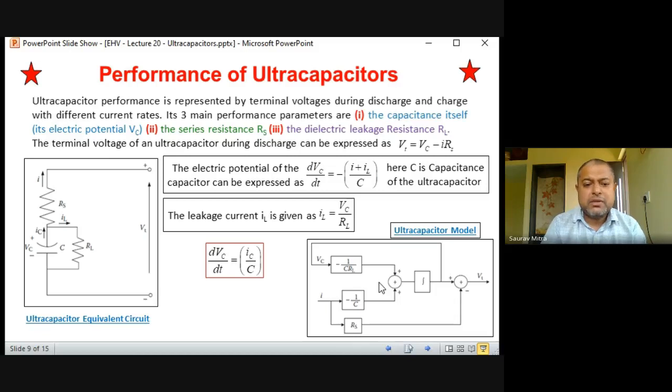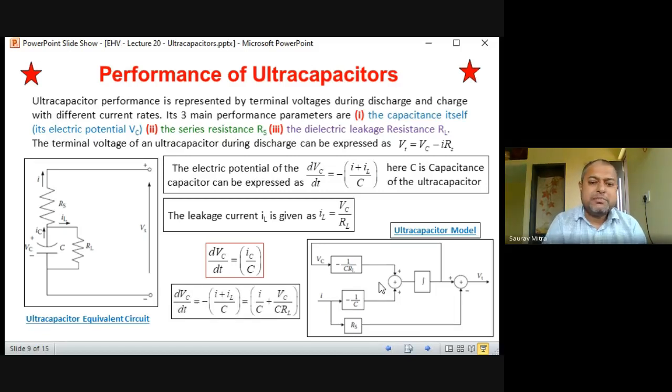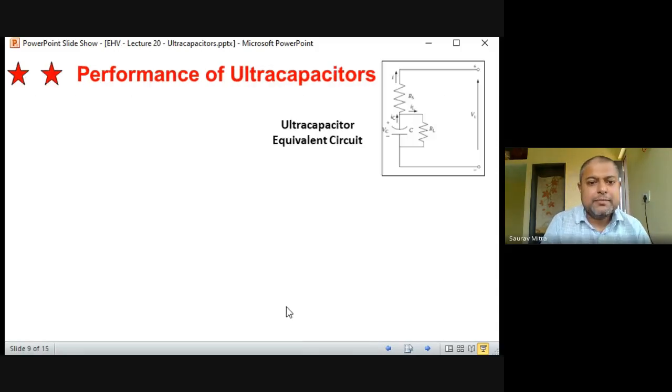So dVC/dt is equal to IC by C, and we are substituting IC by I plus IL with a negative, because IC is an incoming current, and IL and I are outgoing currents. Now you can divide this. There should come a minus here. So I by C and VC by C·RL.